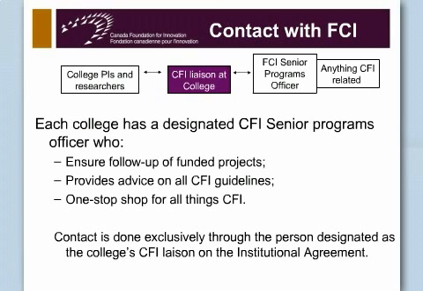So basically, each institution that is granted eligibility at the CFI is assigned a senior programs officer and a programs officer. Likewise, the CFI requires the institution to designate a CFI liaison. All the communication between the CFI and the institution should transit between these 2 individuals. The role of the senior programs officer is to ensure that there is a follow-up on all funded projects in their portfolio.